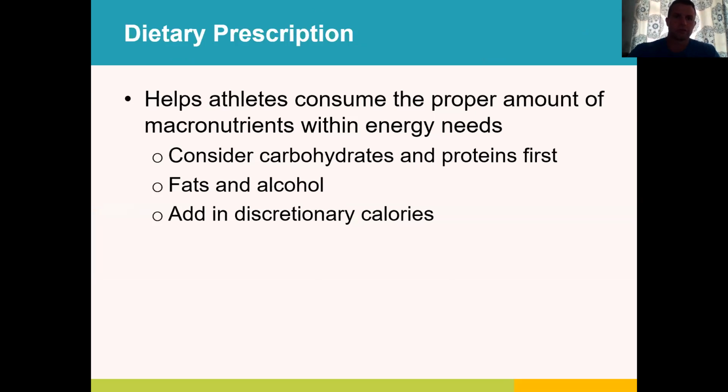So, dietary prescription helps athletes consume the proper amount of macronutrients for their energy needs. Consider carbohydrates and proteins first. The carbohydrates are your main fuel, and the proteins help you rebuild everything. Fats and alcohol: again, alcohol is not something that I usually prescribe.